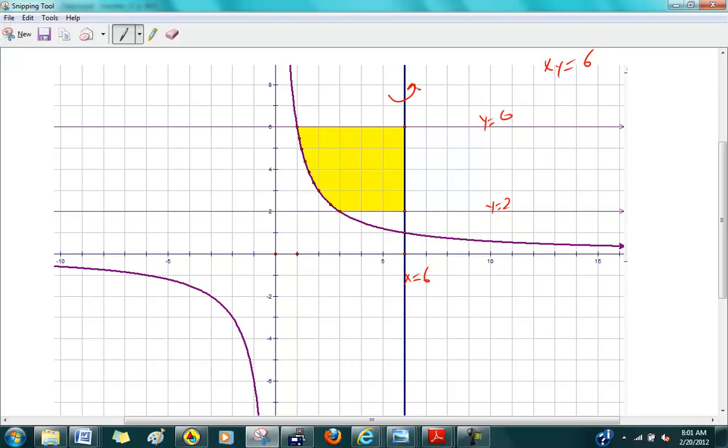All right, so how do we do this? Well, since our axis of rotation is vertical, our representative rectangle is going to be at right angles to it. So let me just draw the representative rectangle there, and it's going to be something like this.